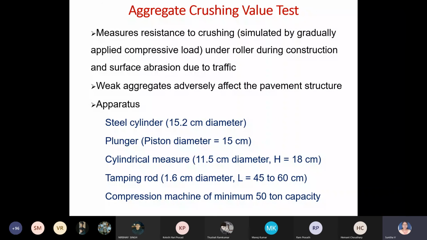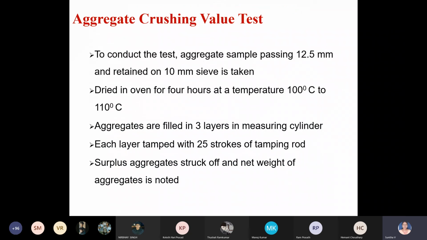The apparatus you have to use: steel cylinder, plunger, cylindrical measure, tamping rod, and a compression machine of minimum 50-ton capacity. Why minimum 50-ton capacity? Because a load of 40 tons should be applied. The aggregate sample is again the same size as the impact test: passing through 12.5 mm and retained on 10 mm. It should be dried in an oven for 4 hours so that no moisture is present. The aggregate should be filled in 3 layers, giving each layer 25 blows.